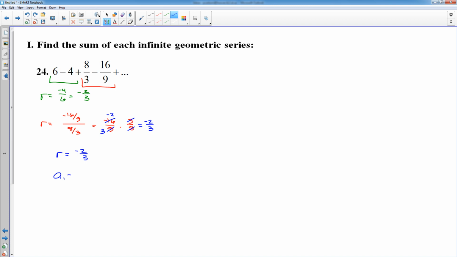And the only other thing I need for my formula is my first term, which is 6, because I do know that the sum is my first term over 1 minus the ratio. So I'll take those, and my sum ends up being 6 over 1 minus my ratio, which is -2/3. And then we'll clean that up. That's 6 over 1 minus -2/3. We'd get a common denominator, which would be 3. So 1 is 3 over 3 plus 2 over 3, which is 5 over 3. Flip and multiply. That's 6 divided by that fraction.